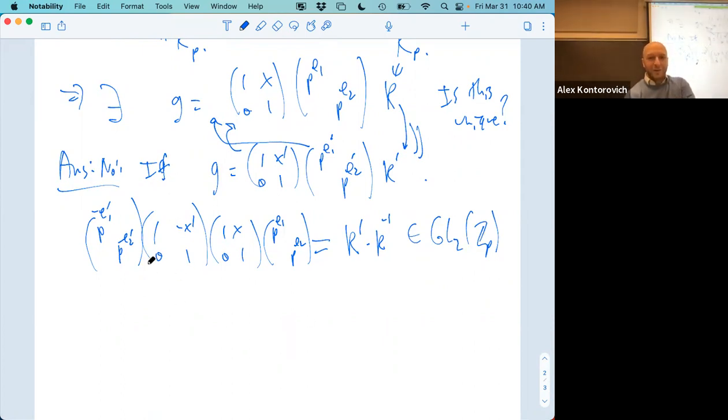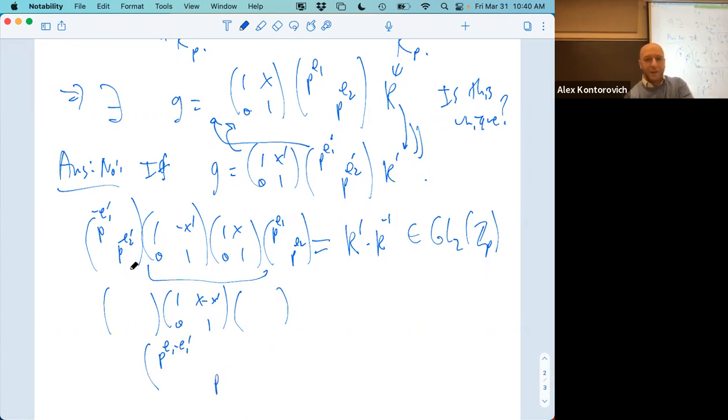Okay, let's multiply this out. Well, this is easy to multiply out. It's a group, so I get 1 x minus x prime 0 1. And now I'm going to multiply. It's not actually conjugation because there's an E1 prime here and an E1 here. So what will we get? We're going to get this product. On the diagonal, it's easy to see what we're going to get because the diagonal has ones here. So I'm going to get a P to the E1 minus E1 prime and a P to the E2 minus E2 prime.